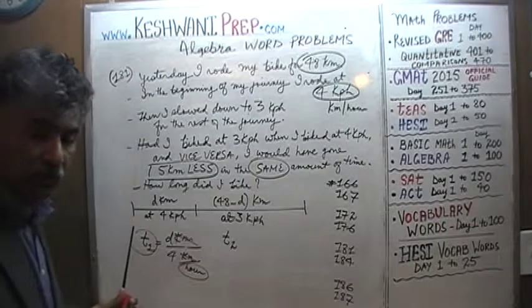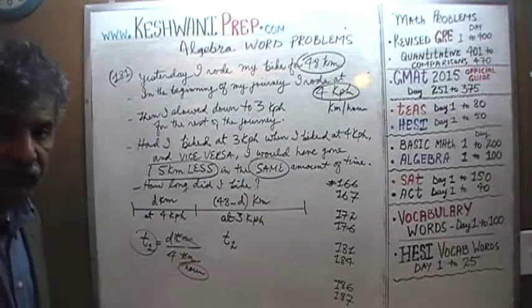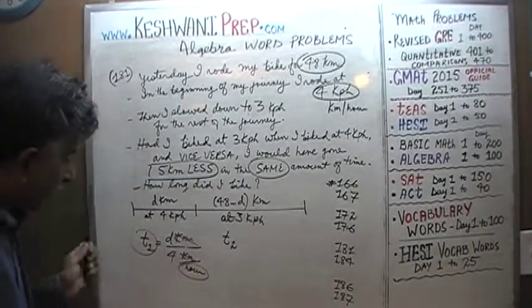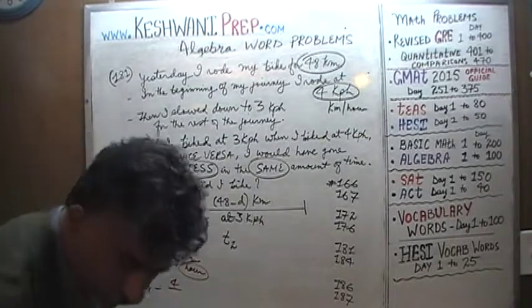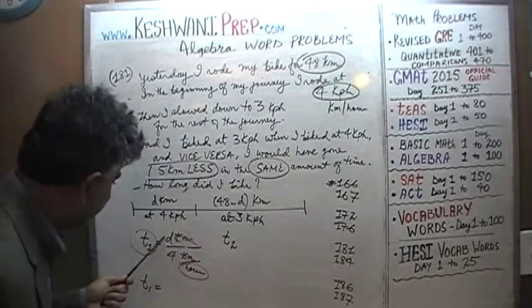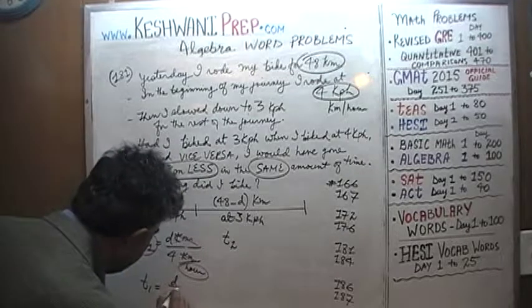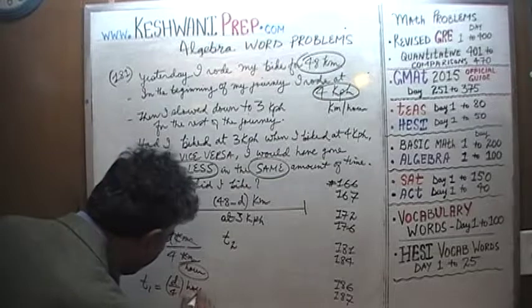And how long did I travel the first segment of the journey? It's right here: d over 4 hours. T1 is d over 4 hours.